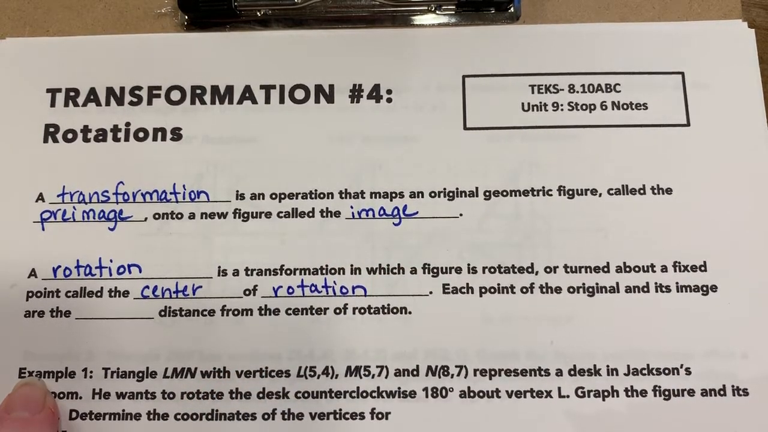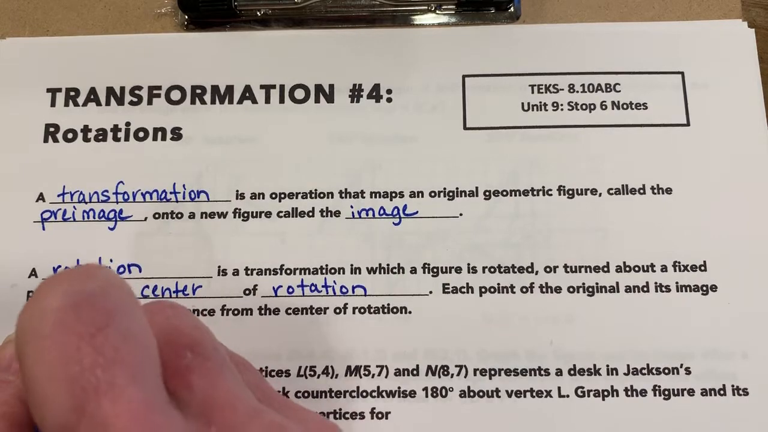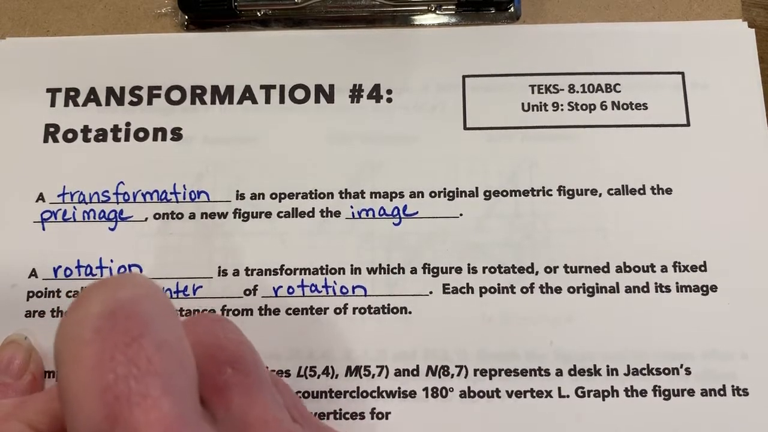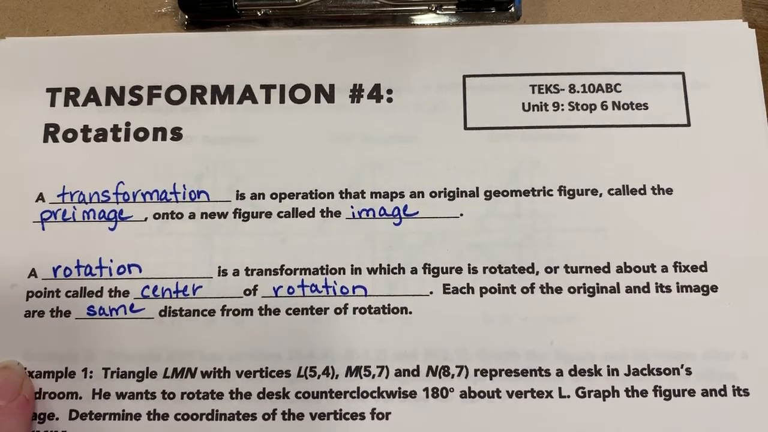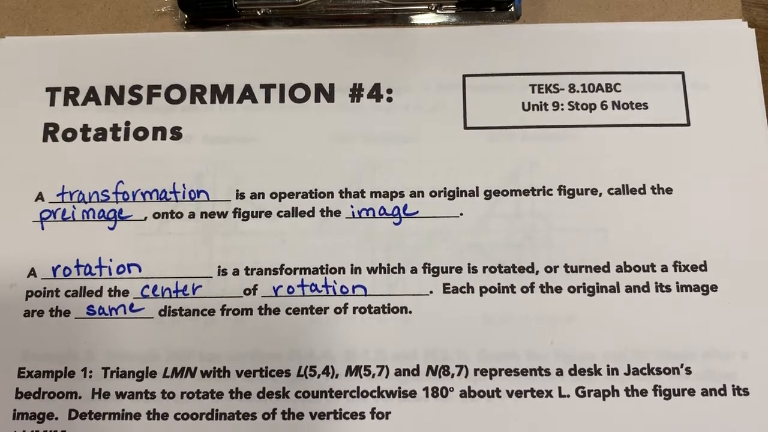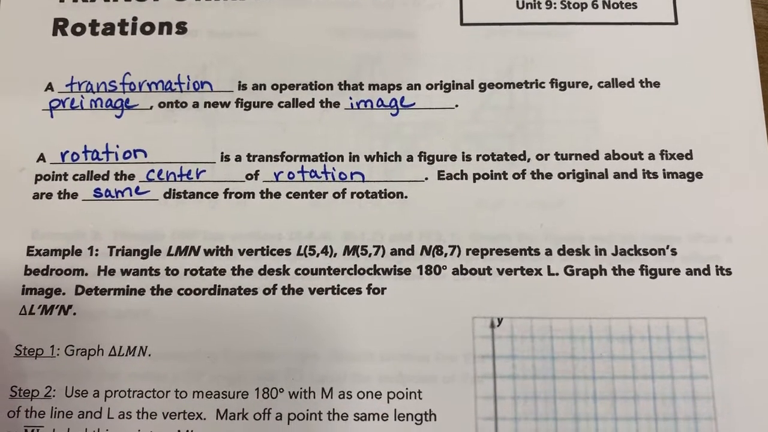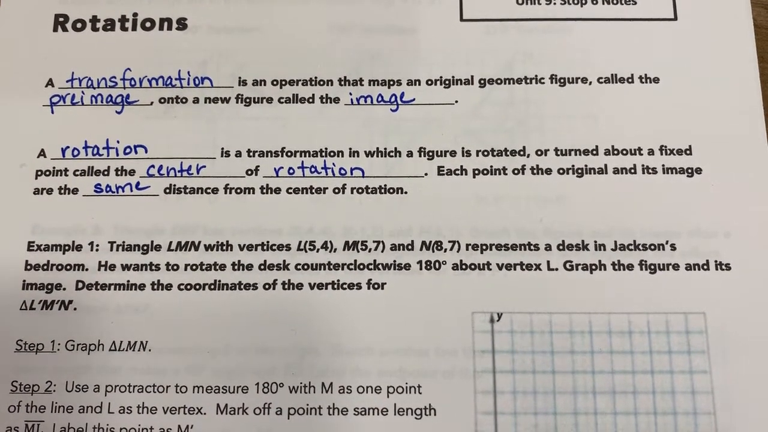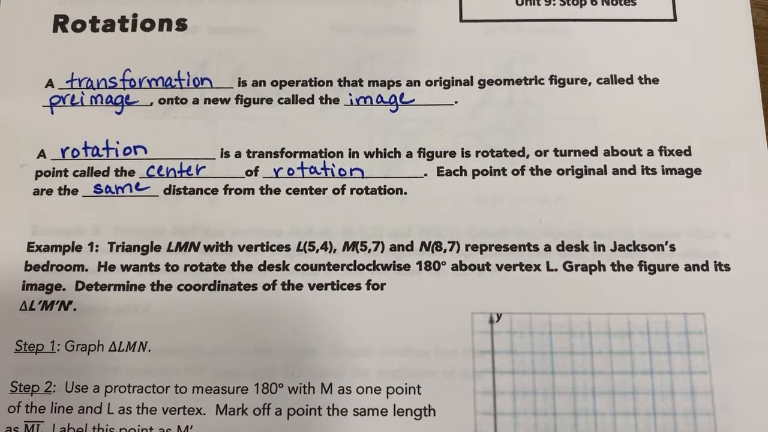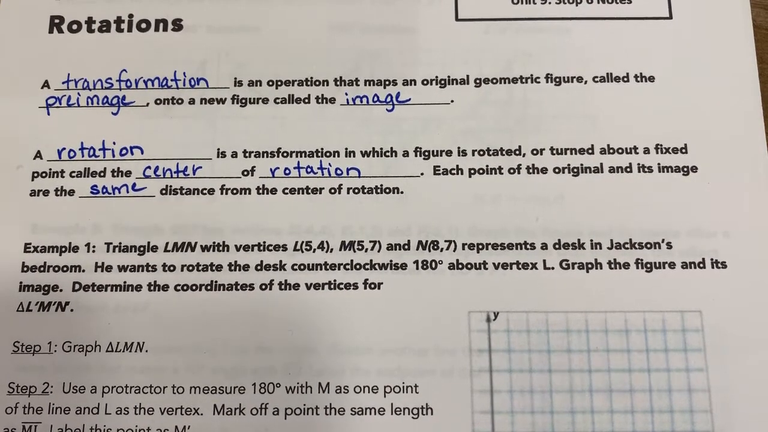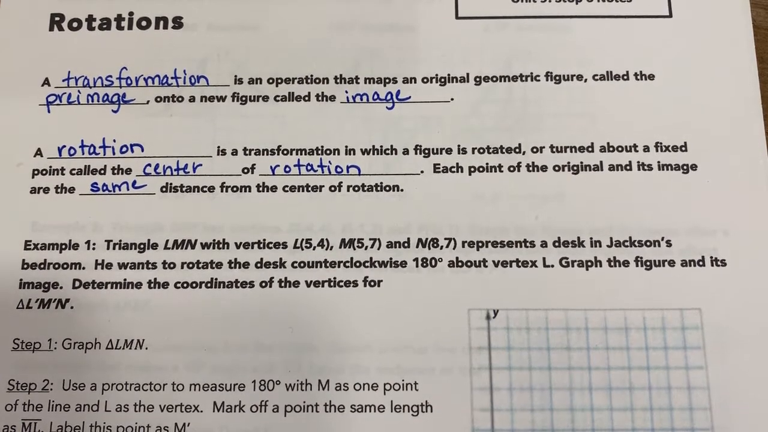Each point of the original and its image are the same distance from the center of the rotation. Of the four transformations, the rotation is maybe the most difficult, or the one that may be the most confusing, but you're going to get some rules on the next page that are going to make this a lot simpler. So if you stick with the rules, then this should be pretty self-directed.